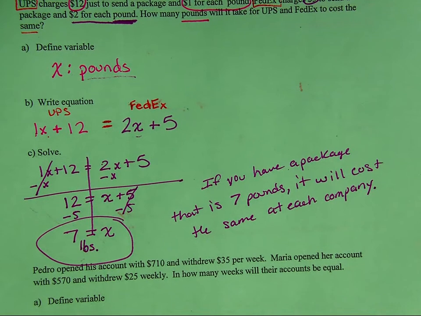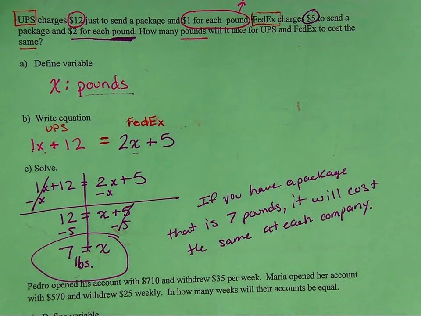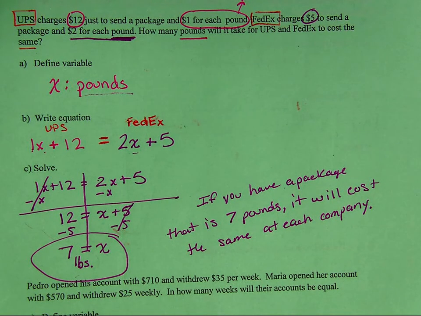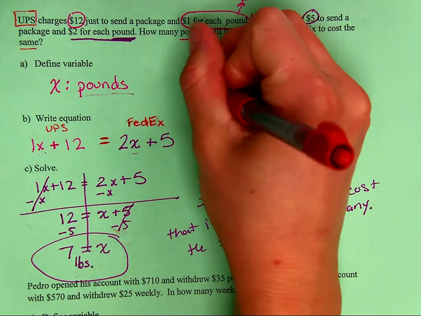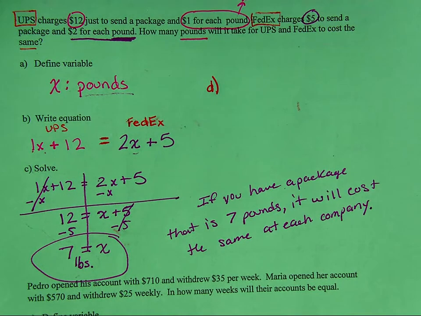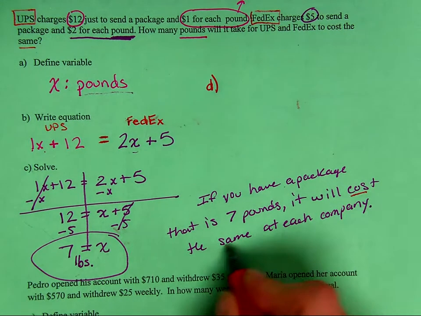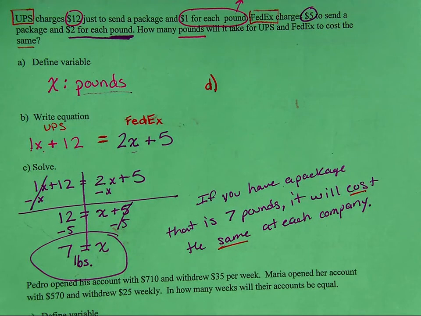So I could also always ask you a follow-up question. With variables on both sides problems, sometimes there's a part D. Okay, so I might ask, how much is that cost? So I know they cost the same here. I might ask you how much that cost is. So we'll see that when we get into some practice problems.